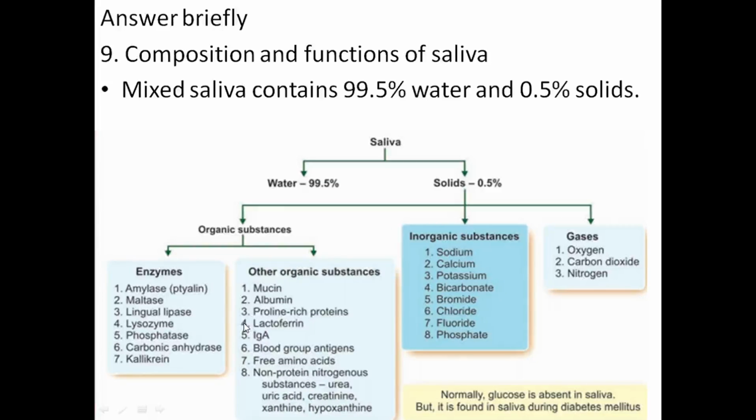proline-rich proteins, lactoferrin, IgA, blood group antigens, free amino acids, and non-protein nitrogen substances. Inorganic substances include sodium, calcium, potassium, bicarbonate, bromide, chloride, fluoride, and phosphate. Gases include oxygen, carbon dioxide, and nitrogen.